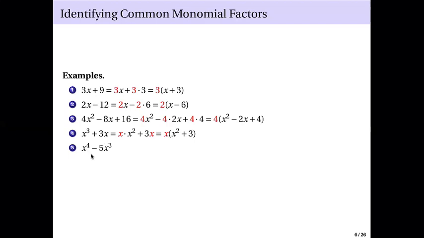Let's look at this. We have x to the 4 minus 5x cubed. Here you have x to the 4. You can write it as x times x times x times x, as x times x cubed, as x squared times x squared, or as x times x squared.